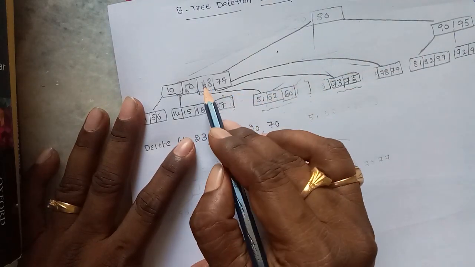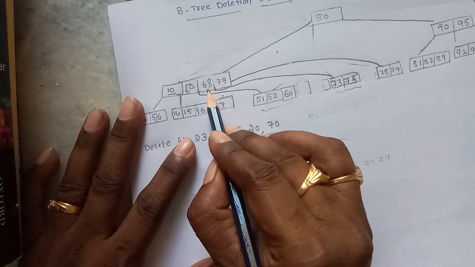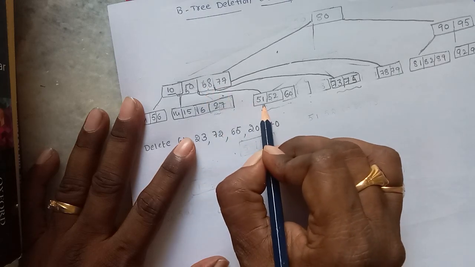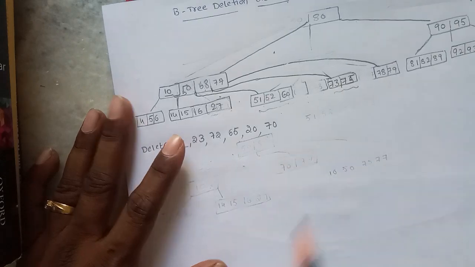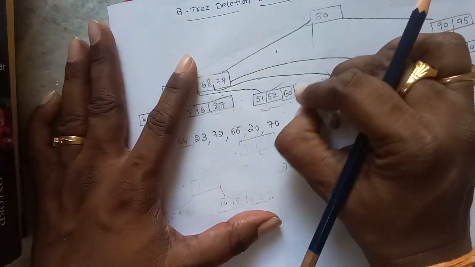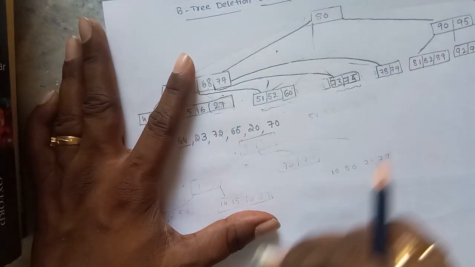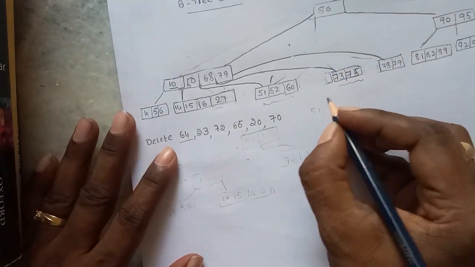Okay. If the element is in a non-leaf node, replace the element with either the in-order predecessor or the in-order successor. Whatever is preferable, replace with any one. If those two are not possible, perform merge operation. I will also explain the example.